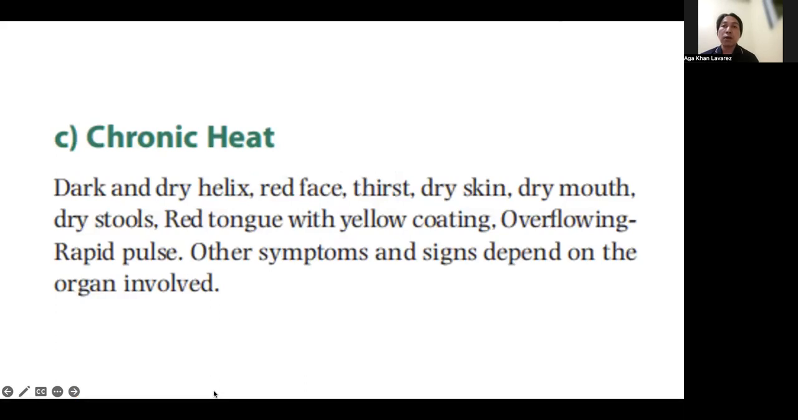Letter C, chronic heat: dark and dry helix, red face, thirst, dry skin, dry mouth, dry stools, dry red tongue with yellow coating, and overflowing rapid pulse. Other symptoms and signs depend on other organs.